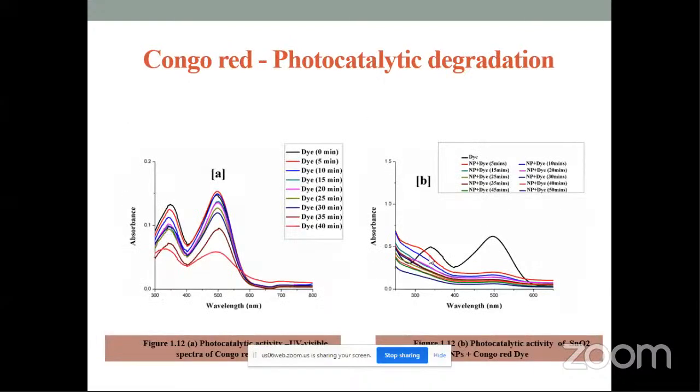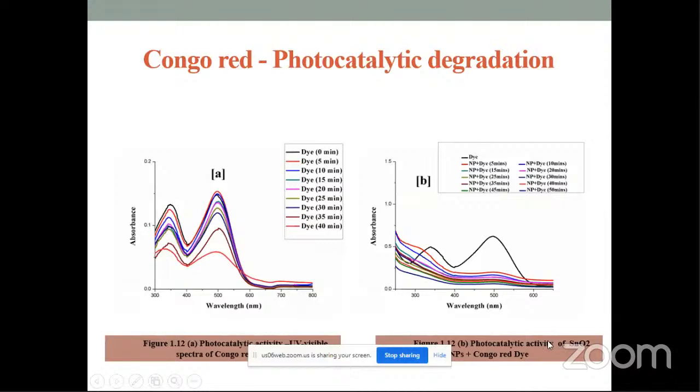Fine. And here we are having this diagram. You can see the Congo red photocatalytic degradation. The Congo red degradation was performed with and without SnO2 particles. The first diagram is without SnO2 particles, and here you see it with the SnO2 nanoparticles.